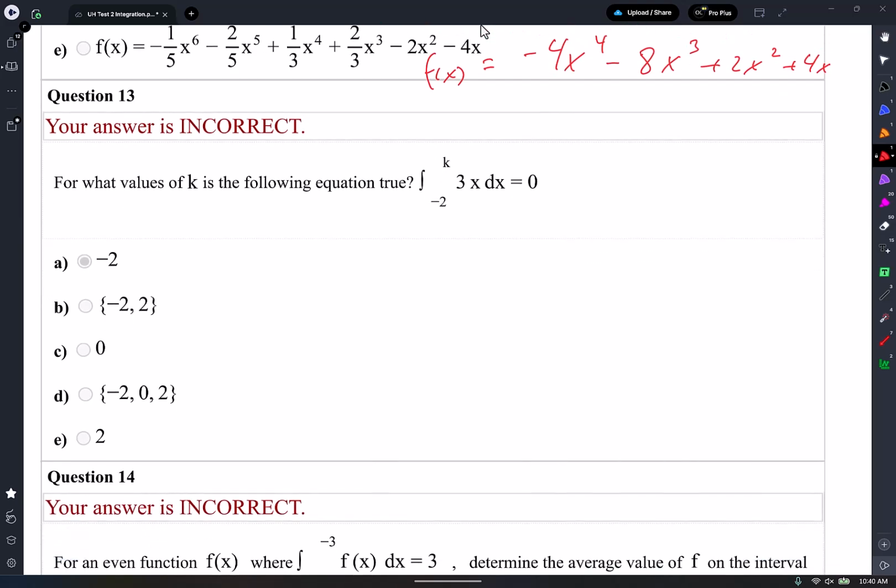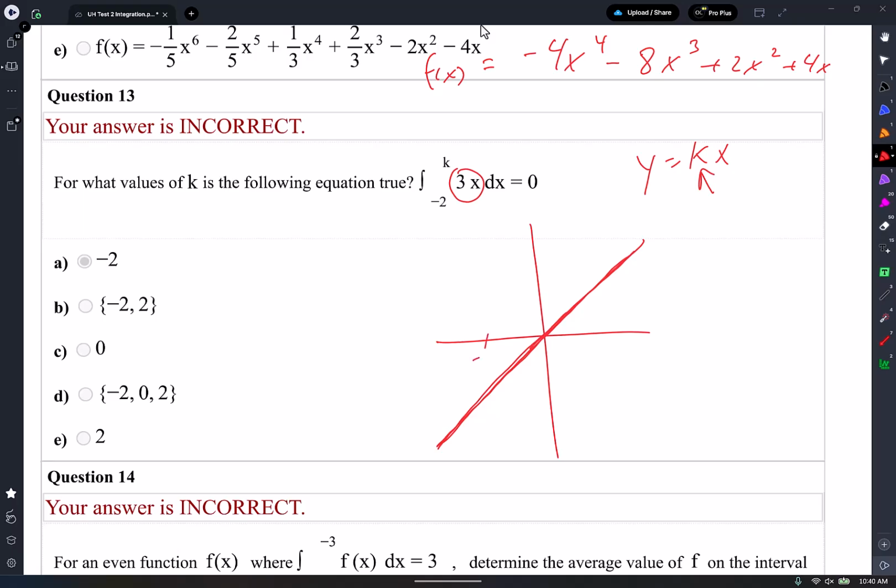For what value of k is the following equation true? Okay. 3x. Is that an odd or an even function? Odd. 3x looks like this. All linear lines that go through the origin are going to be odd, except for y equals 0, right? But if it has an x, all y equals kx or whatever, some constant times x, is going to look like that.